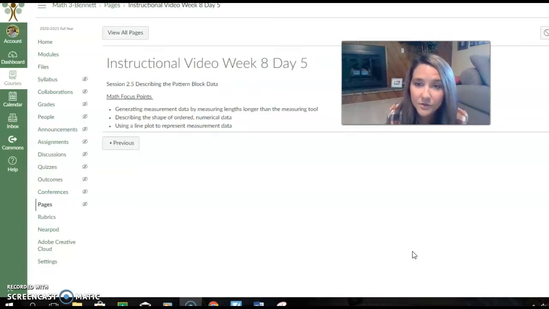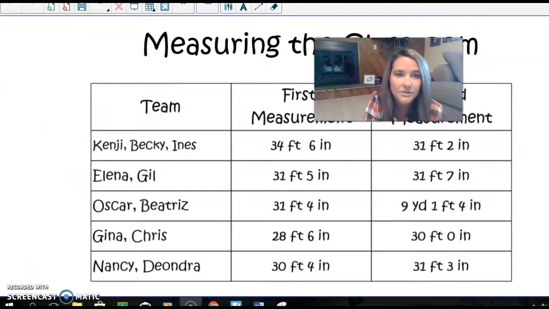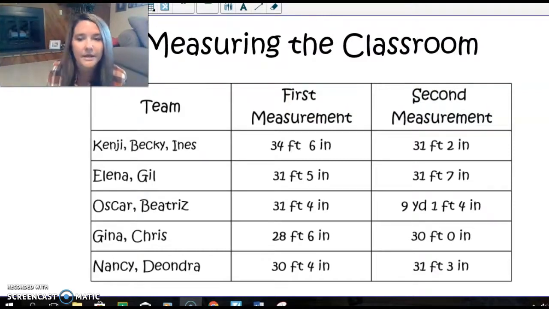Describing the shape of ordered numerical data and using a line plot to represent measurement data. We're going to be taking the data from our flipping the coin activity and creating and representing a line plot from that measurement data. We're going to start off though by looking at the measurements we got from measuring the classroom, or the room. So we took a look at Kenji and Becky and Inez and Elena and Gil and Oscar and Beatrice and Gina and Chris and Nancy and DeAndre's first measurements.